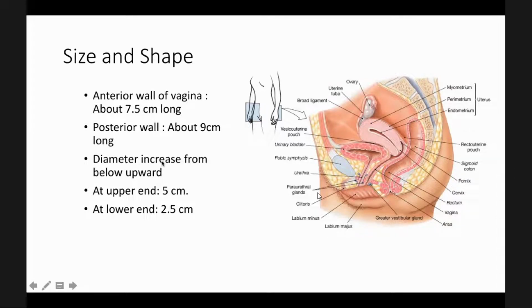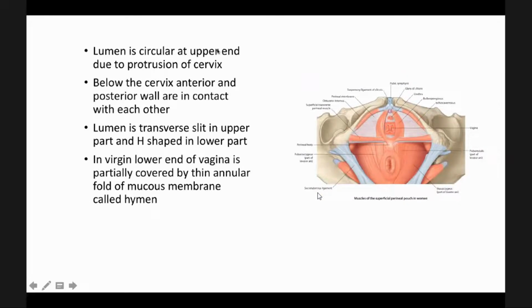And next is the diameter. Diameter increases from downward to the upper part. At the lower end, it's around 2.5 centimeter, whereas in the upper end, it may be 5 centimeter. Lumen is circular at the upper end. I have showed you in the last class also. The cervix opens into the vagina. So the vagina encircles the cervix. So the upper part becomes circular.